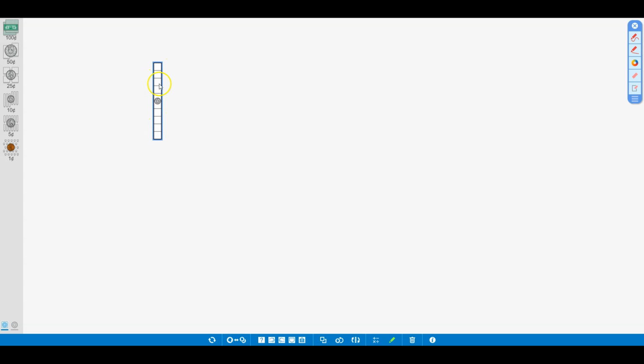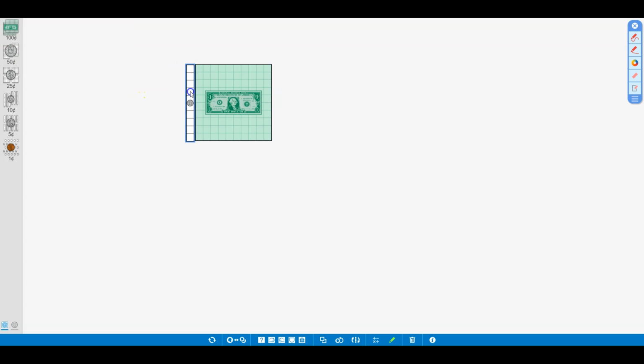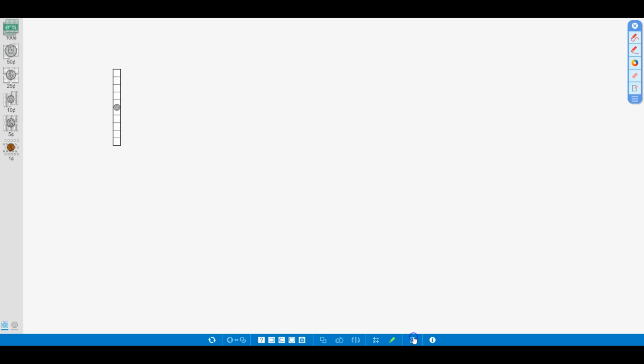This represents a 10 stick or a rod that represents 1/10 of a dollar. You can see that very clearly when you put the dollar side by side with it. The dime takes up 1/10 of the entire hundreds grid. I'm going to delete that dollar bill.